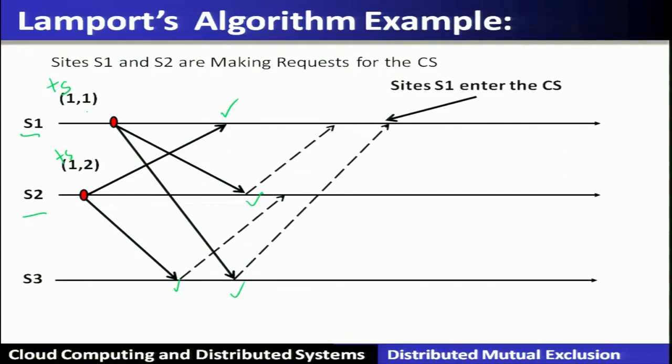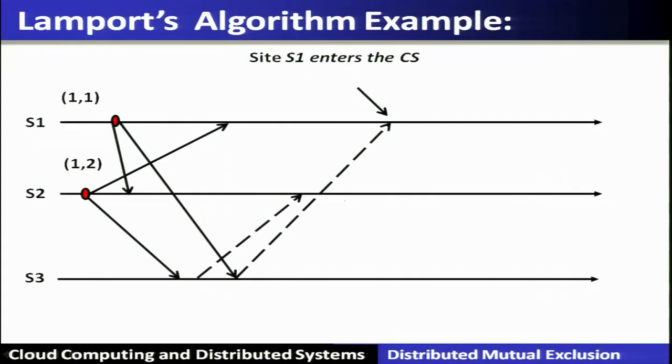Now, as far as the second step is concerned, they have to reply back. So, S2 will reply to S1, and S3 will also reply. When S1 receives all the replies, it will see that its request (1,1) is at the top of the queue. Similarly for S2, after receiving all the replies. So, now S1 will enter the critical section.